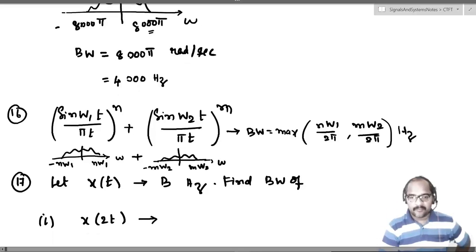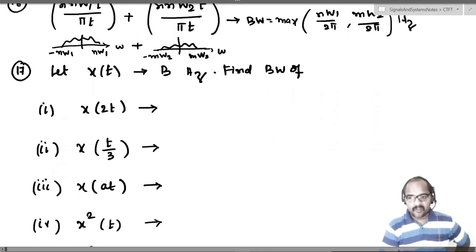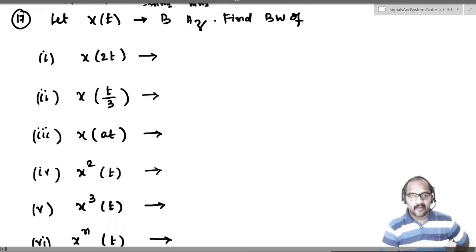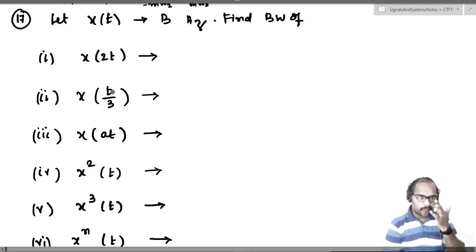So as a last example, let us take this one, 17th one. Okay, so what is given in the 17th problem? Bandwidth of a signal x of t is given to be b hertz, and we have to find bandwidth of all the signals we see below. Okay, so first one is x of 2t.